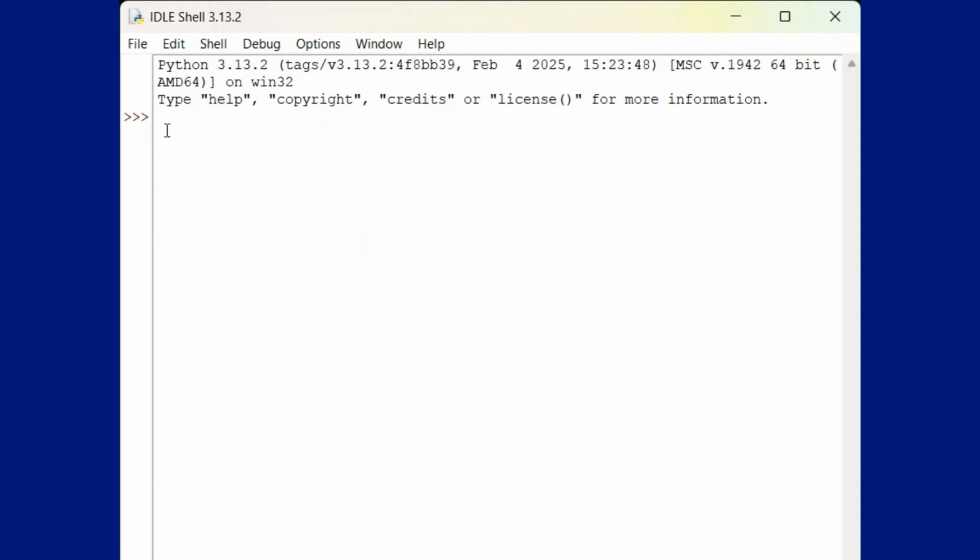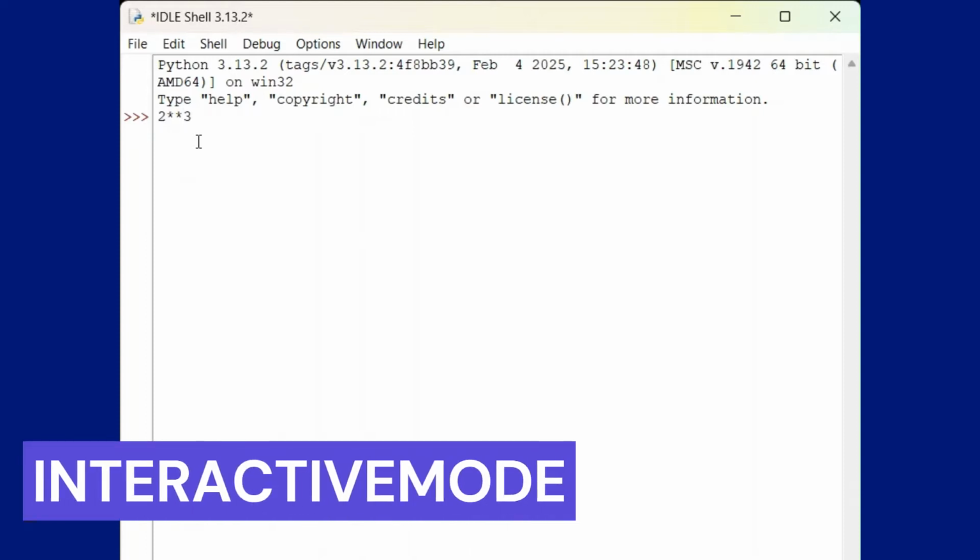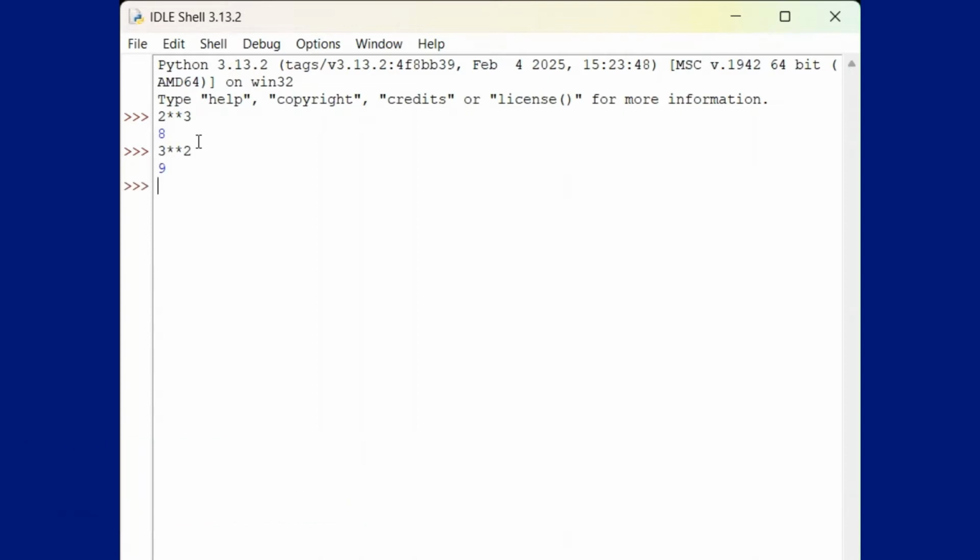Hello learners! In our last video, we learned how to install Python, explored both interactive and script modes, and even wrote some basic code using the print and input functions. I noticed that some of you were a bit confused about certain Python expressions, especially with operators like multiplication (asterisk), division, modulus (percent), and exponentiation (double asterisk).